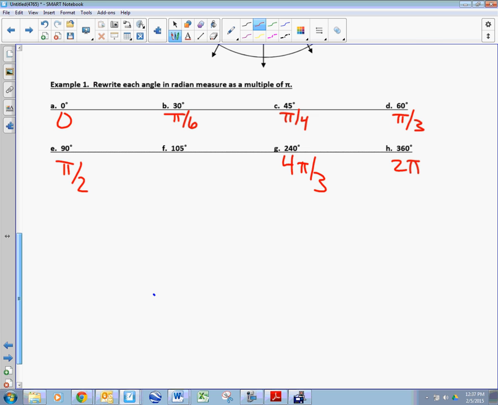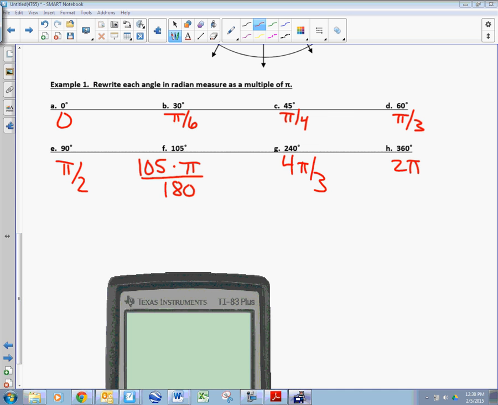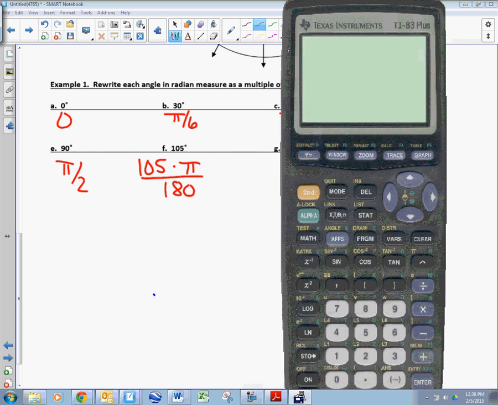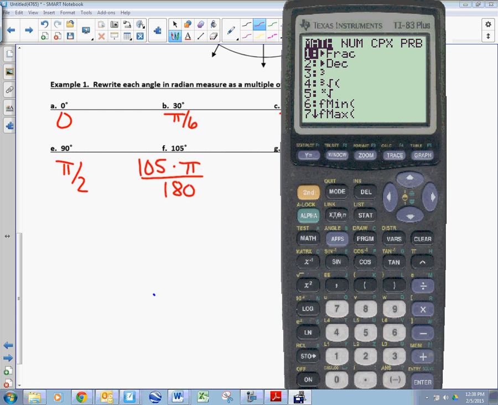So you're going to use your conversion. You'll take your degree measure, which is 105, and multiply it by pi divided by 180. So 105 pi over 180 is going to be your fraction. Some people don't know how to reduce that fraction. What divides evenly? Well, you can go to your calculator, enter 105 divided by 180, and if you simply hit math and enter on convert to fraction, it will bring it to 7/12.